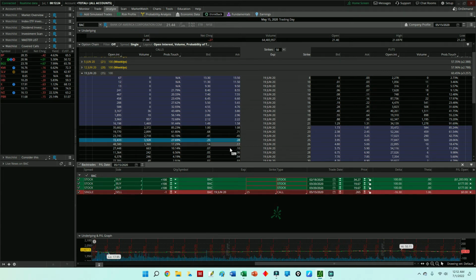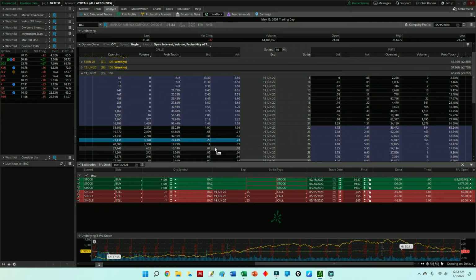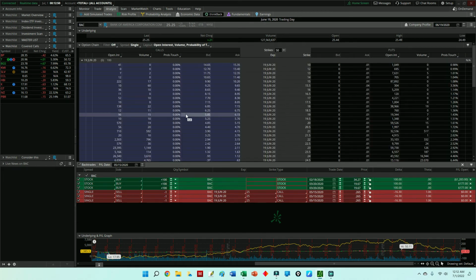I'm going to sell the 25 just so I don't get too aggressive, give myself a little bit of room, and I can sell that 3 times. 26 times 3, that's another $78 in income. Type that in. That brings our cost basis down to $23.27. So you can see still a considerable amount of room above where our current cost basis is. And then we'll skip ahead another month.